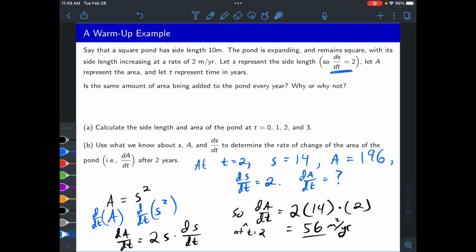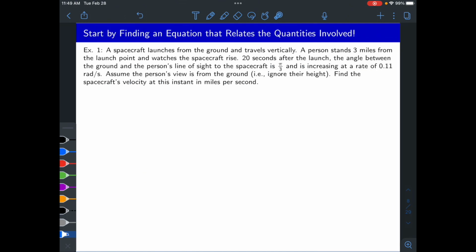So 56 just happens to be the average of those two numbers. It's not always going to work out that nicely, right? This is a pretty basic example, but that's sort of confirming some intuition for us. So let's work on a slightly more involved example.